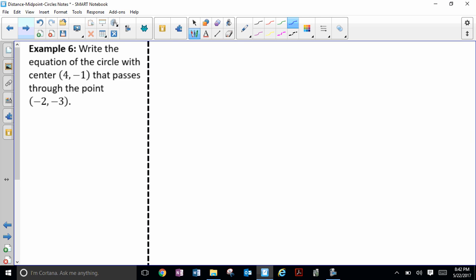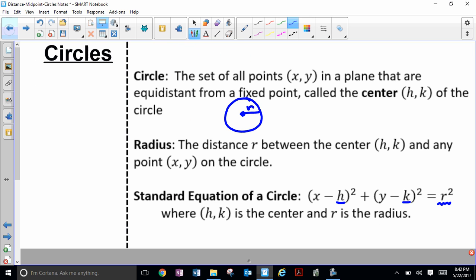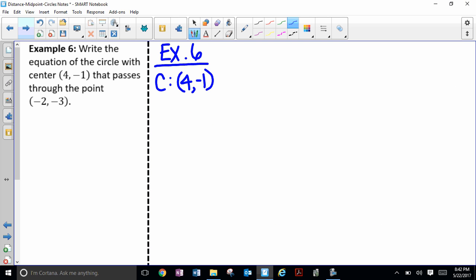Okay, this one, we want to write the equation of the circle. And they're telling us that the center is at 4, negative 1. And it passes through the point negative 2, negative 3. Now, if you look at the equation, what are the 2 things we have to have in order to write this equation? You have to have the center and you have to have the radius. Okay, then once you have those 2 things, you can write the equation. So we're missing the radius.